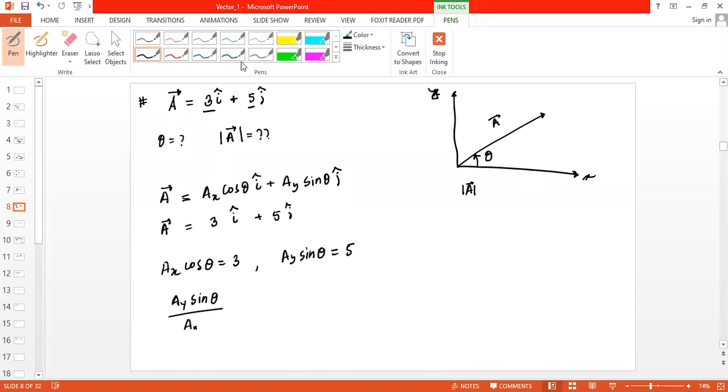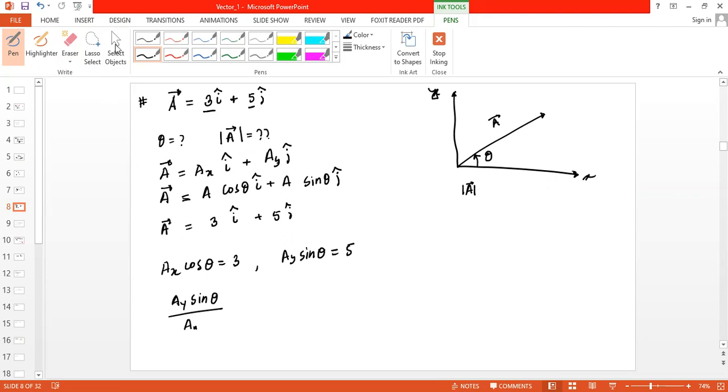No, I'm making some mistake actually. I make mistake, guys. Just have a look at it. A means AXi plus AYj. Sorry, my bad. A means AXi plus AYj, and AX means A cos theta, and AY means A sin theta.